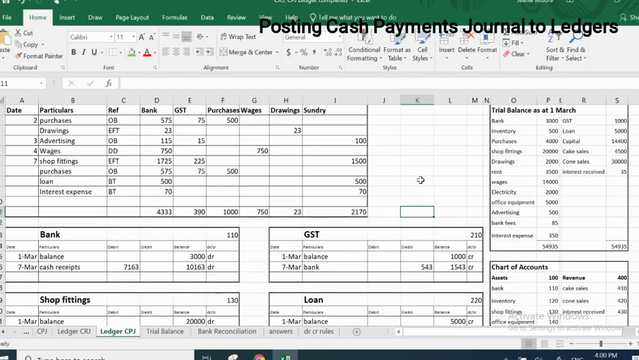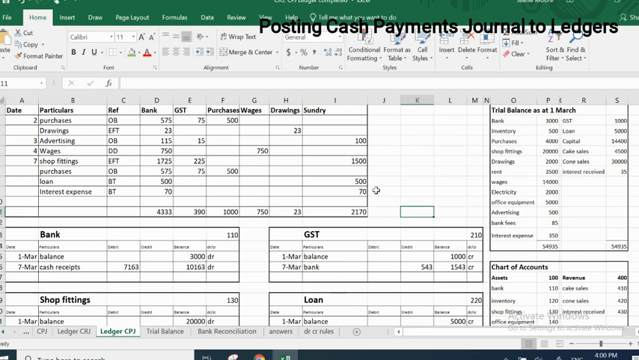We are now up to posting our cash payments journal to our ledgers. So I've copied our cash payments journal over here. Just in case you're wondering why the sundry column's so thick, it's because it matches up with the particulars column down here on the spreadsheet, so I can't have them different thicknesses, just for sake of simplicity.